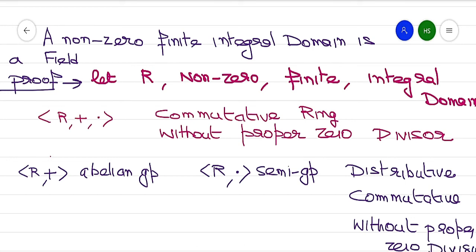And number 7, it is a finite. So in algebra, in group theory, we find out that a finite semigroup is a group if and only if it holds the cancellation law. So since it is an integral domain, it holds the cancellation law.